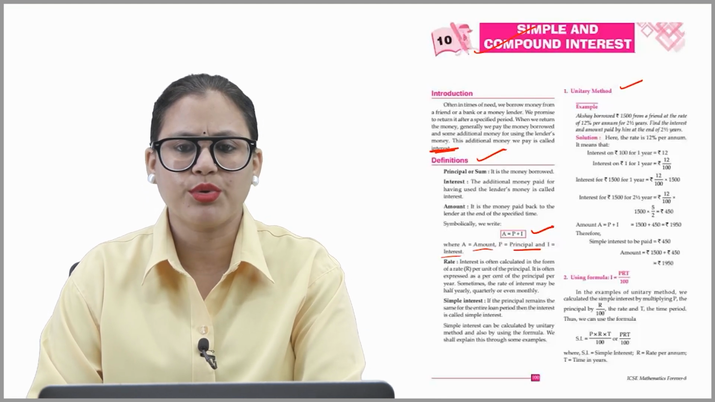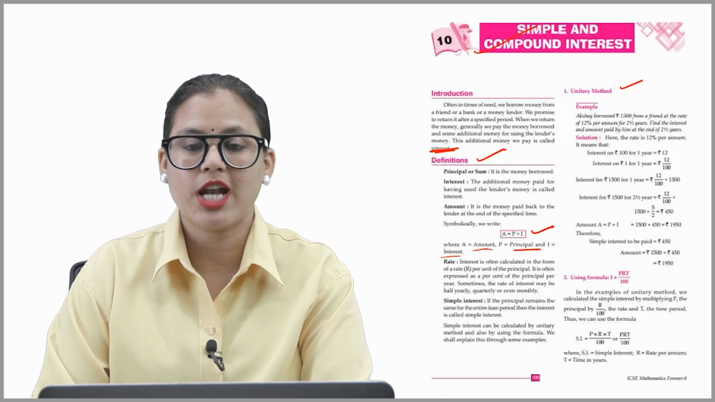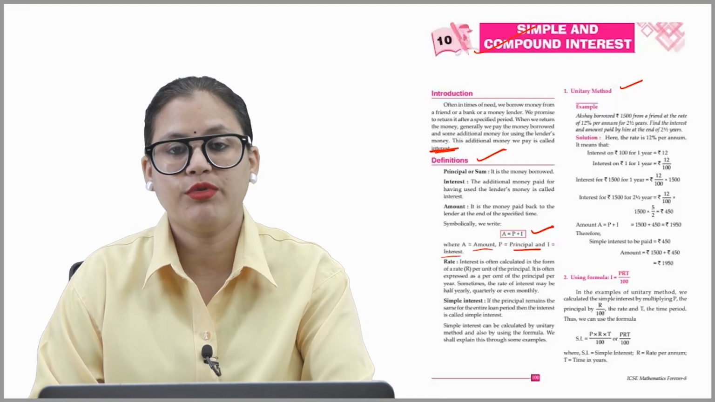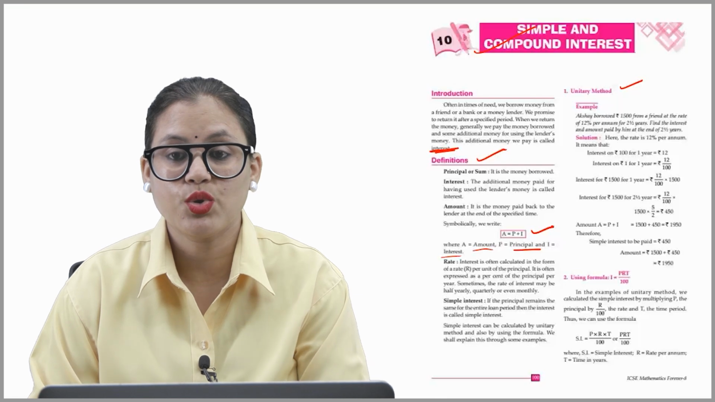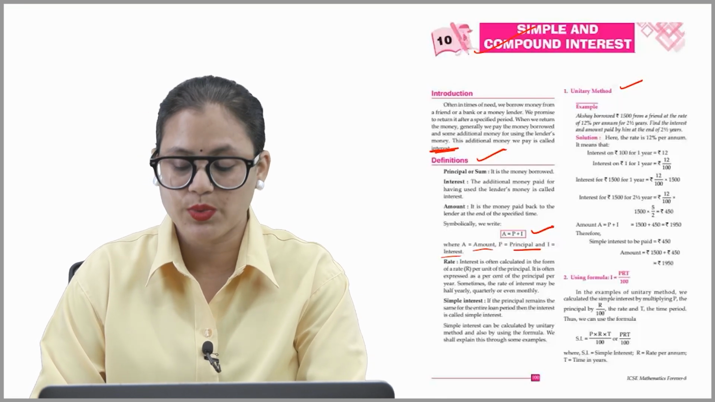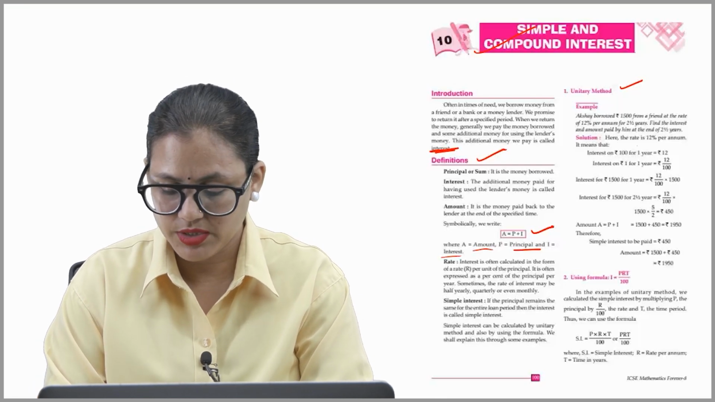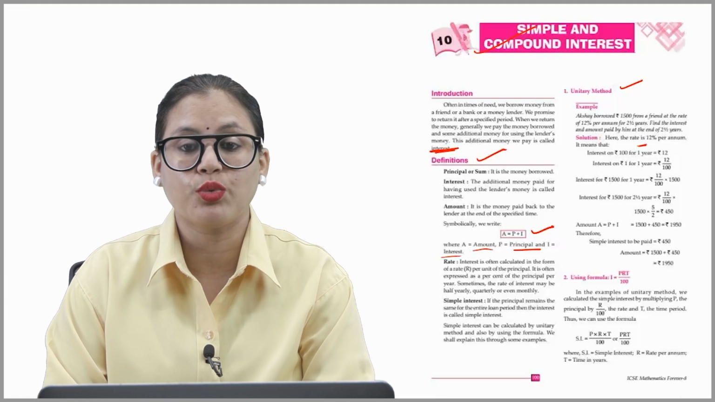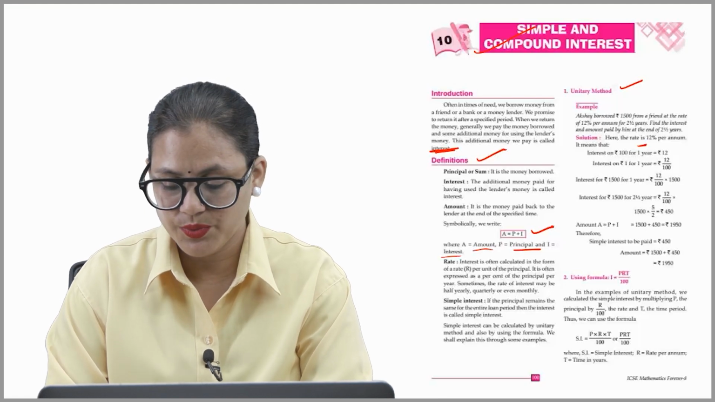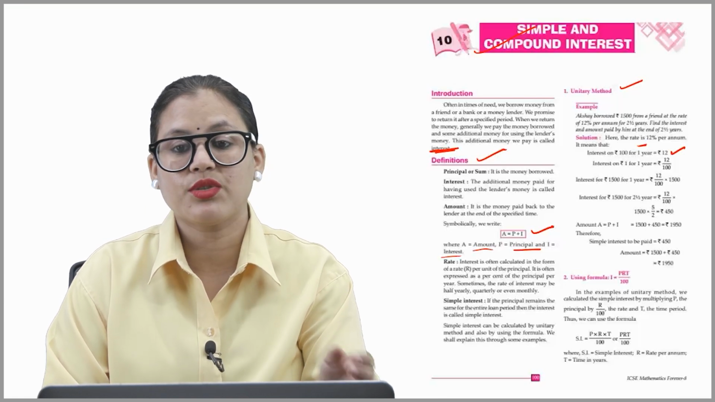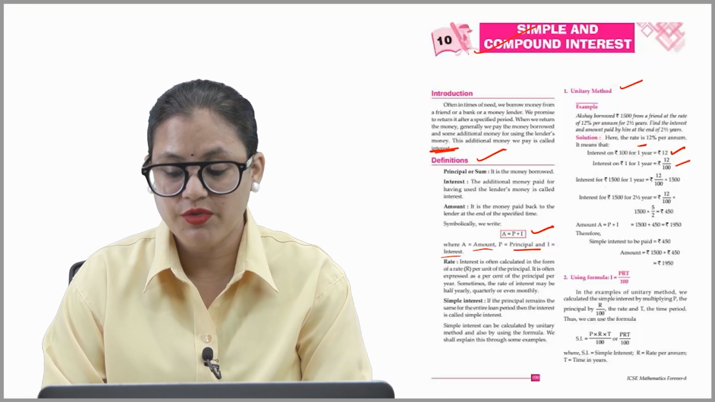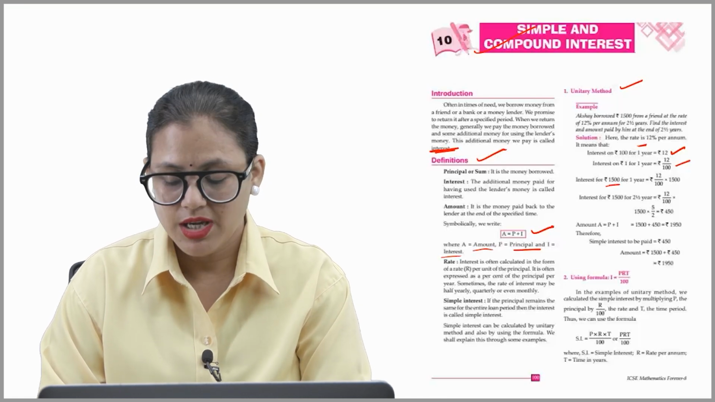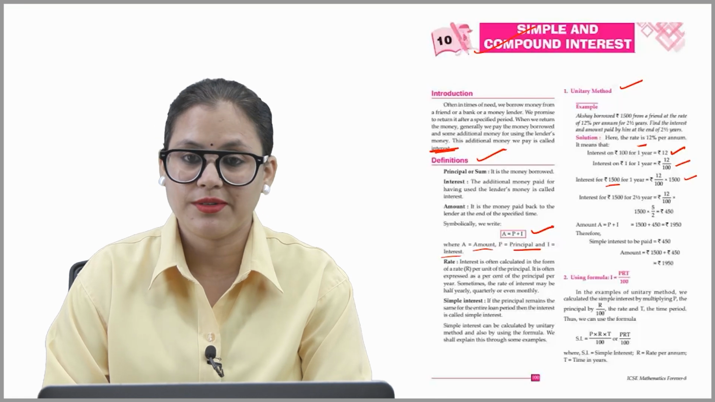Example: Akshay borrowed rupees 1500 from a friend at the rate of 12% per annum for 2.5 years. Find the interest and money paid by him at the end of 2.5 years. So here the rate is 12% per annum. That means interest on rupees 100 for 1 year is equal to 12 rupees, and interest on 1 rupee for 1 year is equal to 12 upon 100. So interest for 1500 for 1 year is 12 upon 100 into 1500.